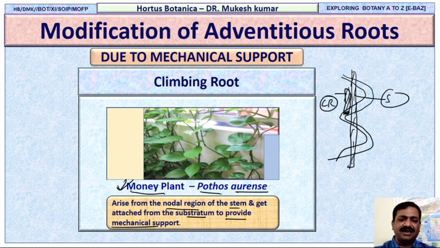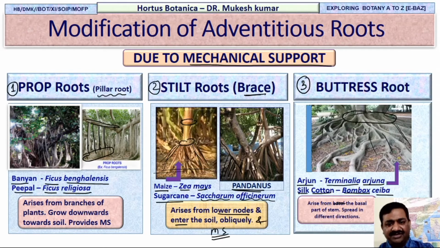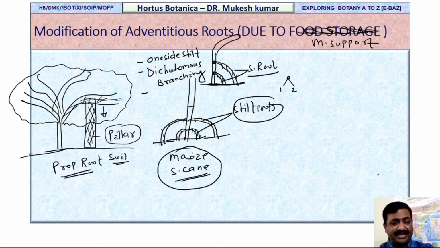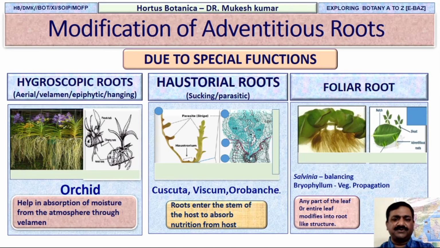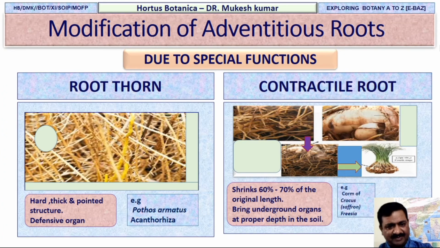So this is all about the adventitious roots and their modification for mechanical support. So we have these 4 types of mechanical support. Now move to the special function. Yes, when we talk about the special function, first we have the hygroscopic root. Yes, hygroscopic root. I will give you the explanation.